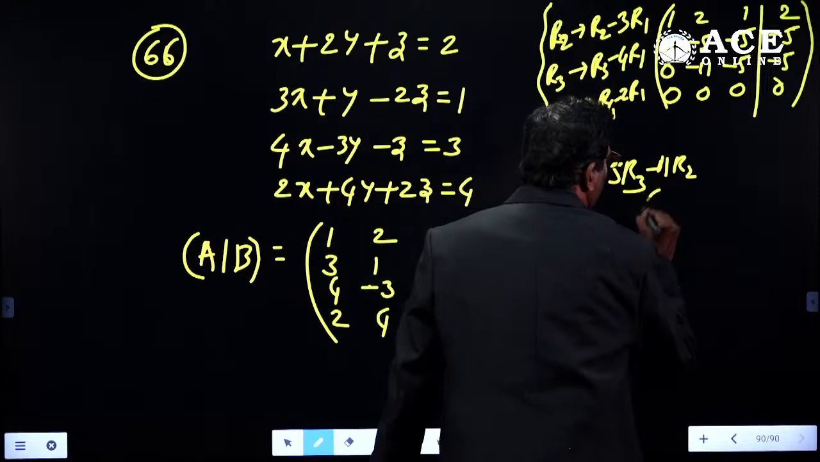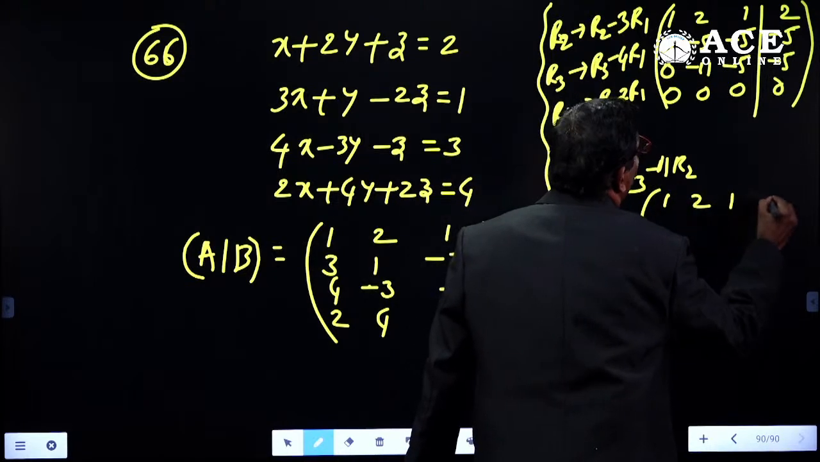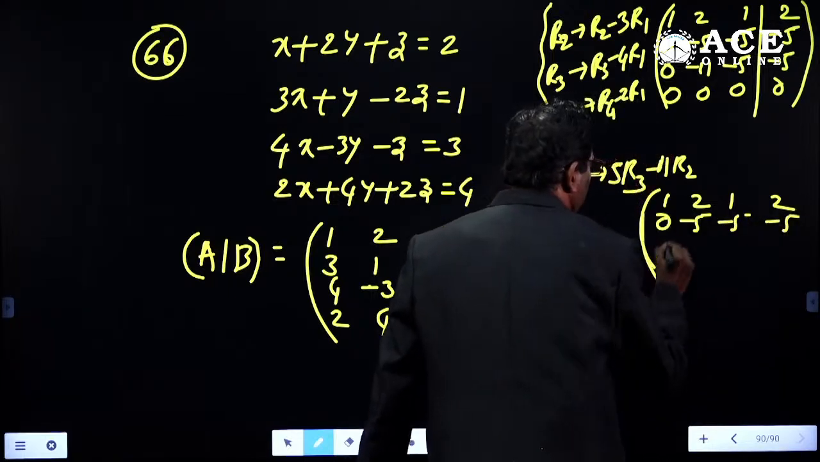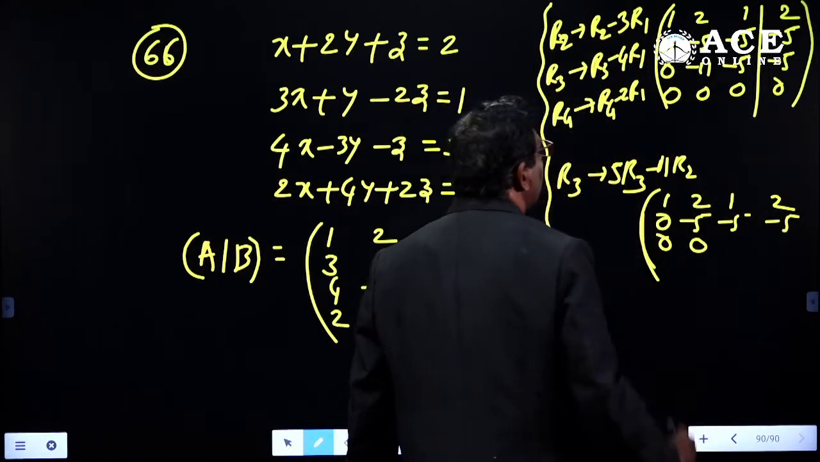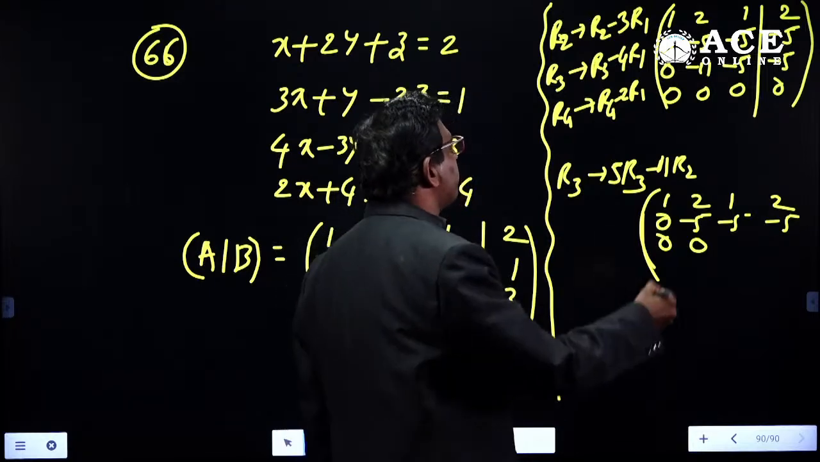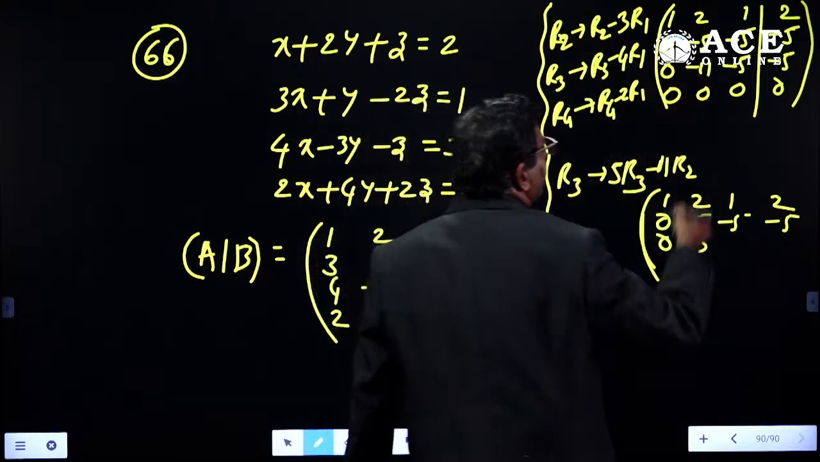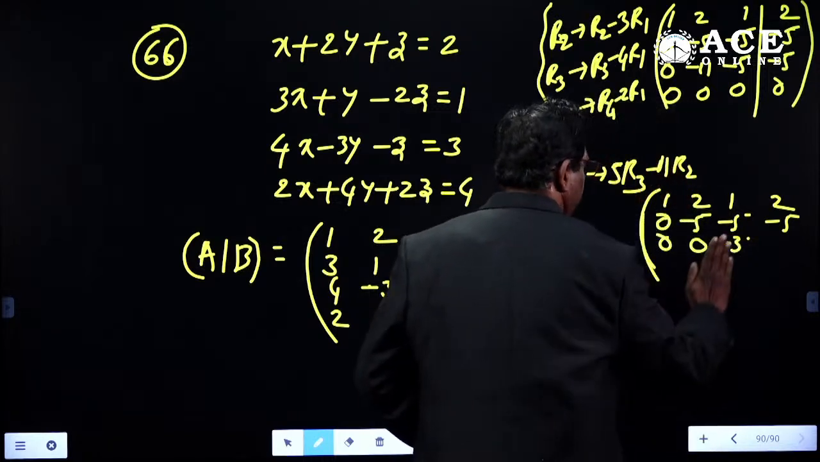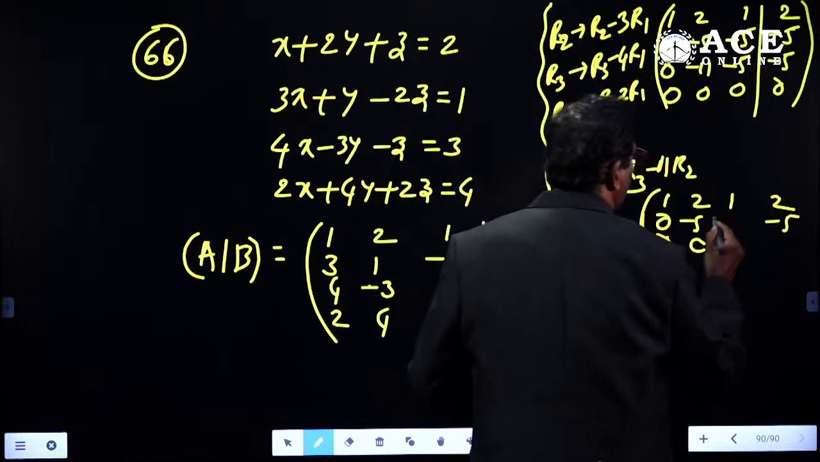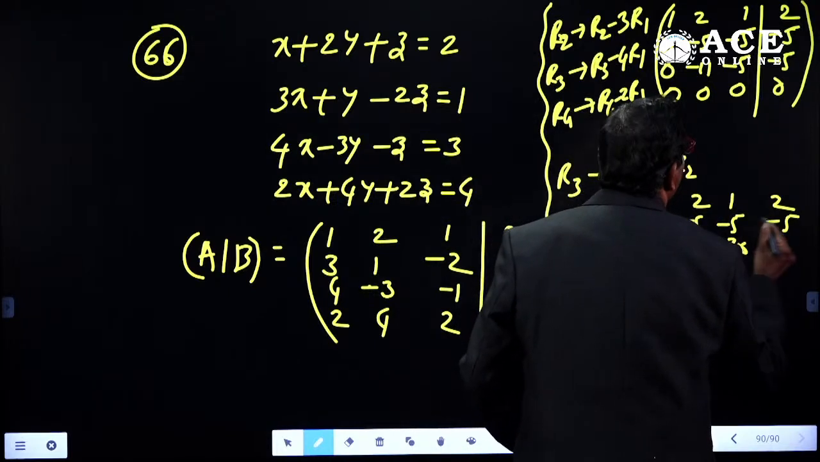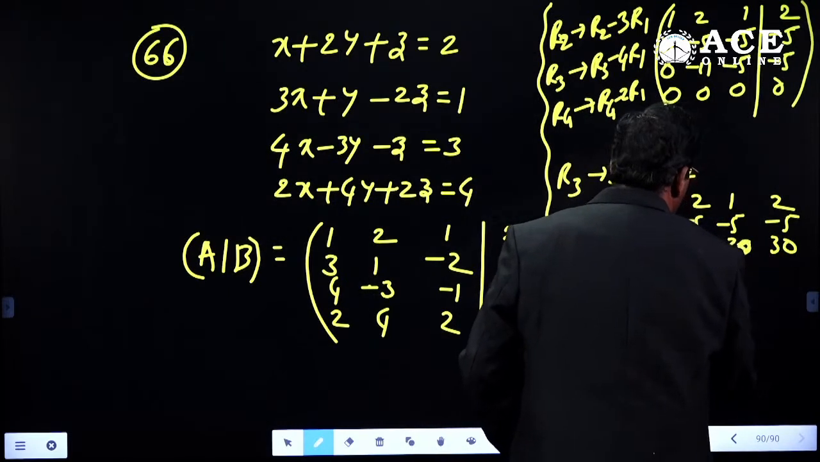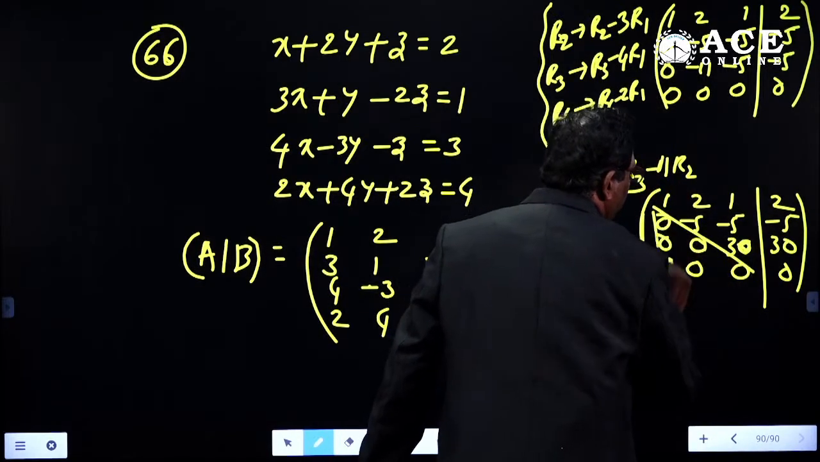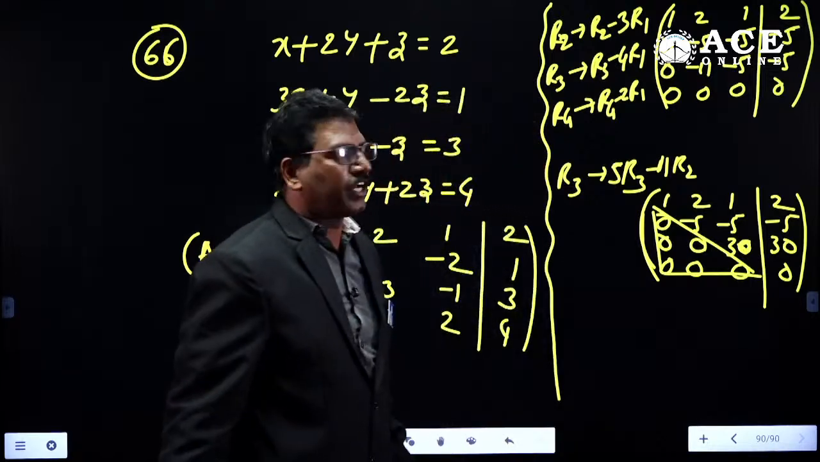Now you see what it is: 1, 2, 1, 2; 0, minus 5, minus 5, minus 5; 0, 0, 5R3 means minus 25, minus 25 plus 55, this is 30, and this is also the same, you will get 30. Already the last row is a 0 row, you know. Now is it in echelon form or not? Yes, this is in echelon form.